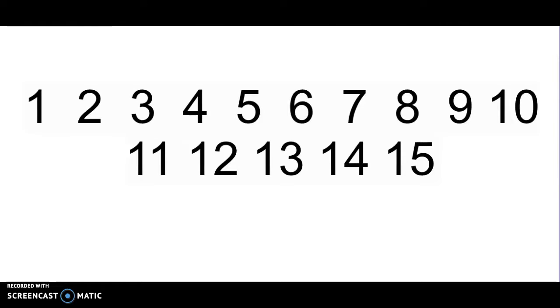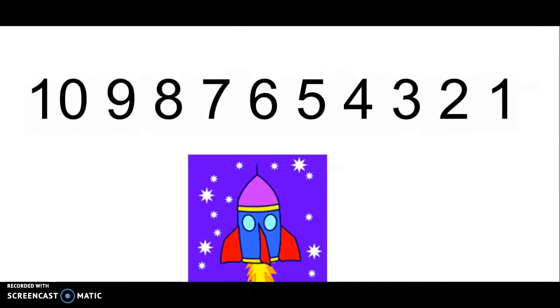But let's move our arms as we count. So lift them up for 1 and down for 2. Up for 3, down for 4. Up for 5, down for 6. 7, 8, 9, 10, 11, 12, 13, 14, 15. Where did your arms end? Did they end up in the air? That's right. Great job, friends.